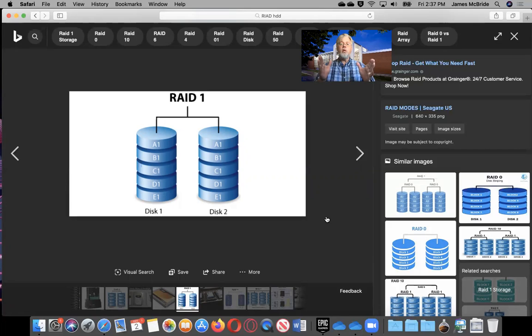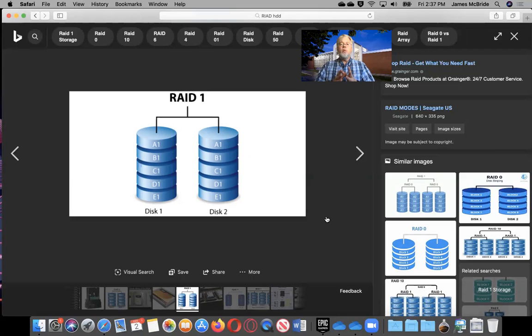RAID 0 is just actually combining the 2 volumes and doesn't increase any fault tolerance at all, but you usually get a speed boost off of it just because you got 2 different drives that you're going to. And then there's other combinations that they have. RAID 1 is very common to see on standard computers these days that you could do it. RAID 0 is common on computers that you can do that.